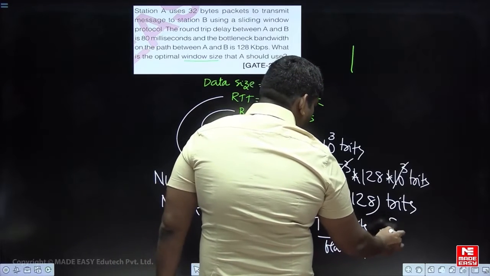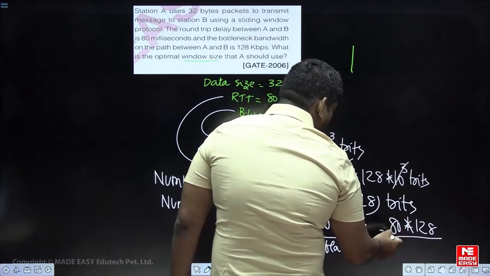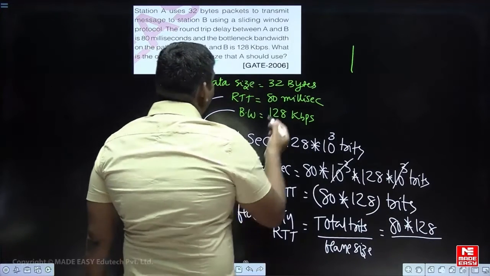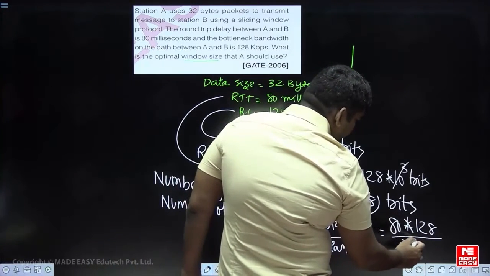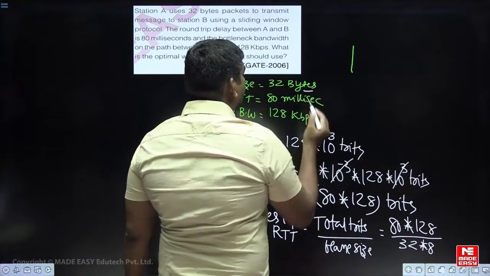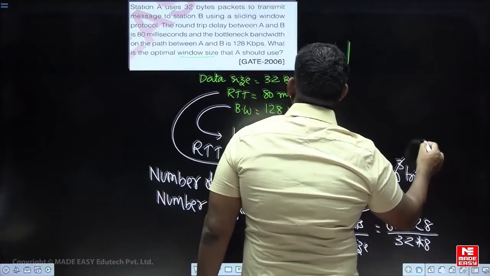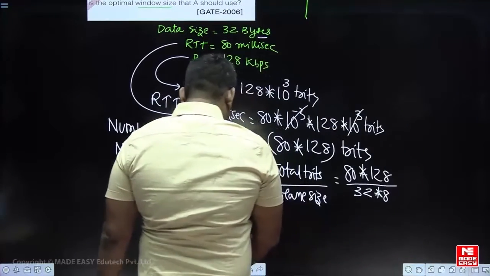So total bits, how much? 80 into 128. These many bits divided by the frame size, given as 32 bytes. So 32 into 8. Why into 8? Because they are giving it in bytes, convert into bits, because the numerator is in bits.